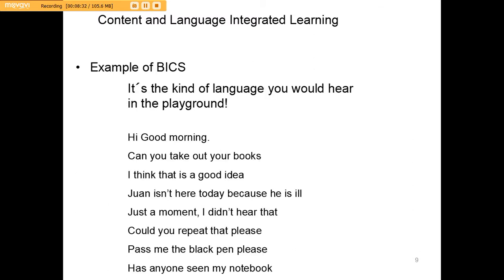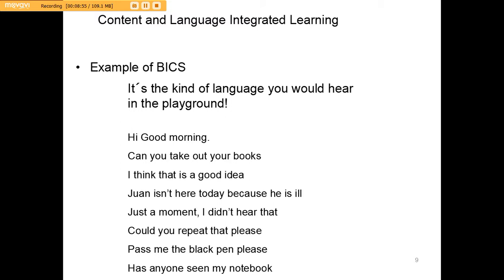So, example of BICS. BICS is the nice, happy, communicative language. It's the kind of stuff you'd hear in a playground. Things like, hi, good morning. Can you take out your books? I think that's a good idea. Juan isn't here today because he's ill. Just a moment, I didn't hear that. Could you repeat that, please? So we've got negotiation of meaning here. Pass me the black pen, please. Has anyone seen my notebooks?